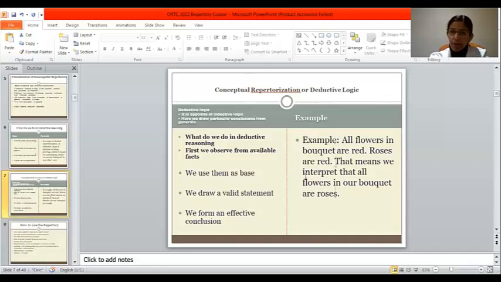Next is conceptual repertorization or deductive logic. So what happens in deductive logic? We first observe from the available facts, we use them as a base, we draw a valid statement, and we form an effective conclusion. So for example, if I say all flowers in the bouquet are red, and I give a statement that roses are red, that means it's our interpretation that all the flowers in the bouquet are roses. So that is called deductive logic, where you are interpreting certain things from the given fact.